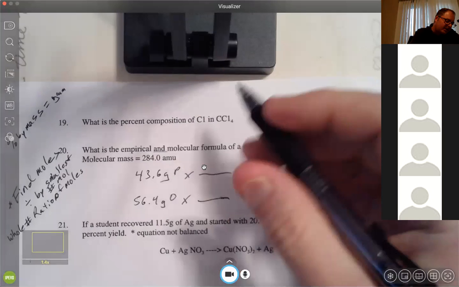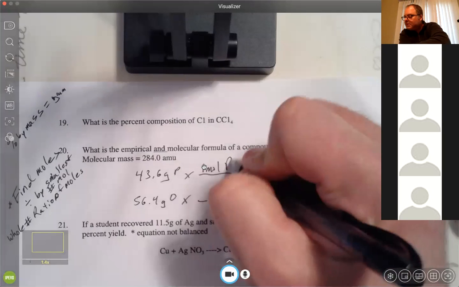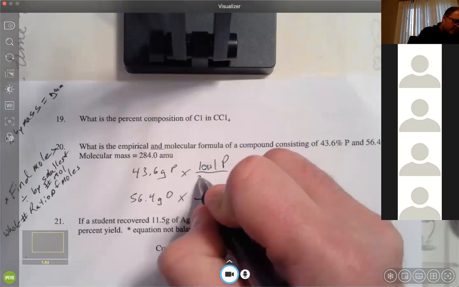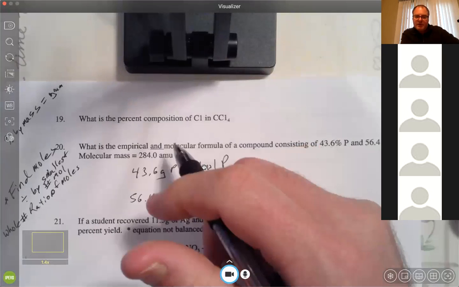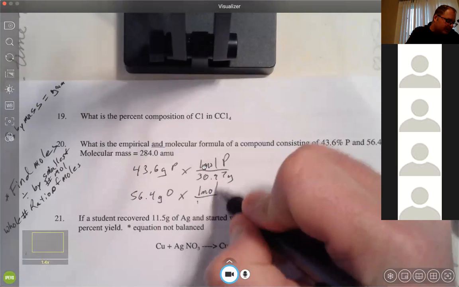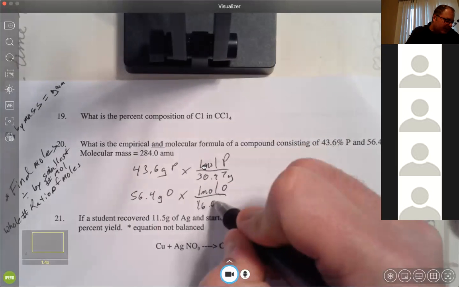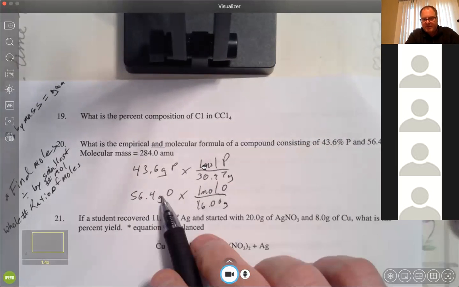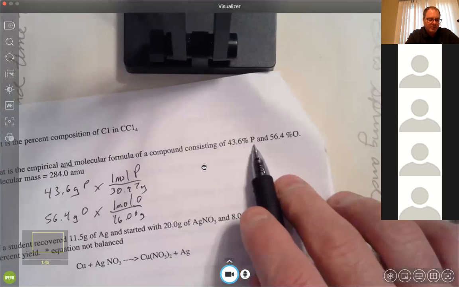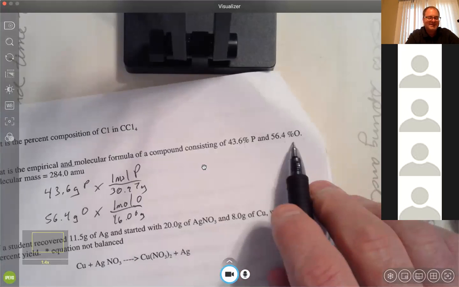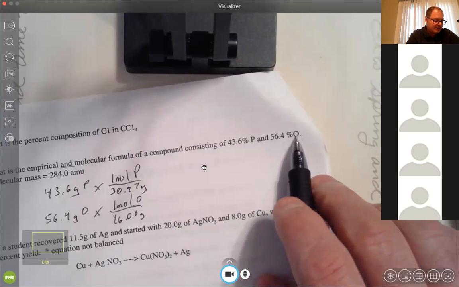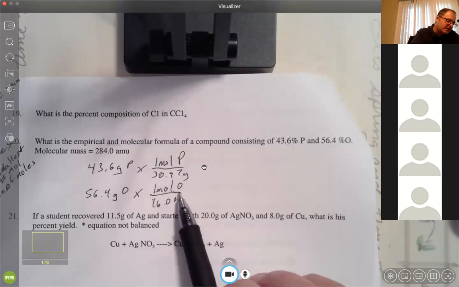So every 1 mole of P is 30.97, and every 1 mole of O is 16. A key thing to remember is that this is not diatomic because we don't know how many O's there are since it's paired up with P, but we know 56% of the mass of this 100 grams is O. And that's the molar mass for O, so we don't try to think about diatomic stuff.